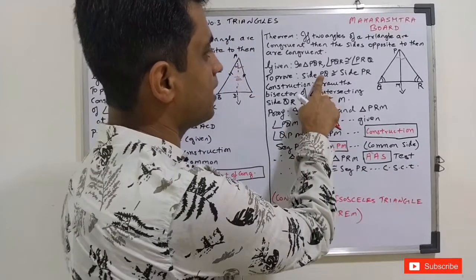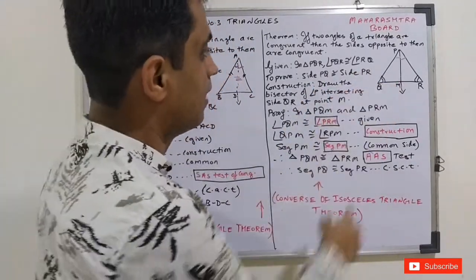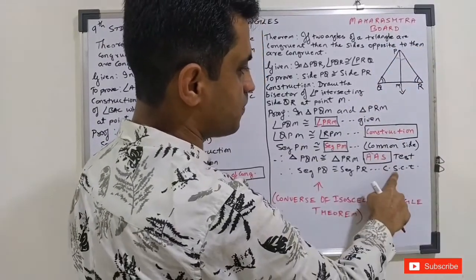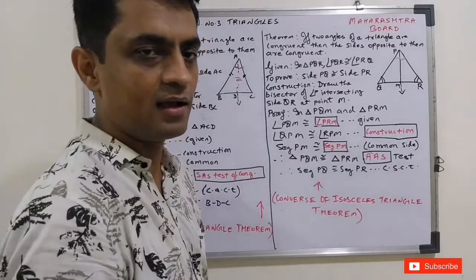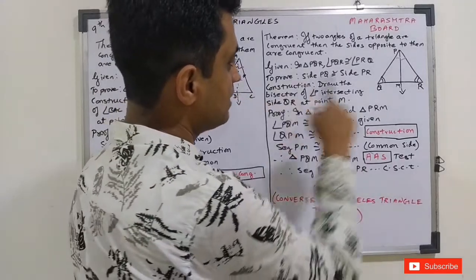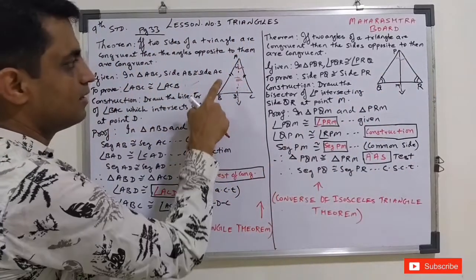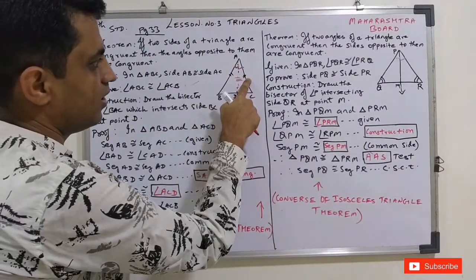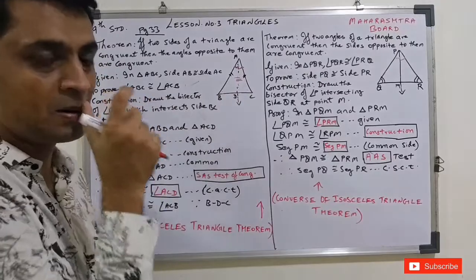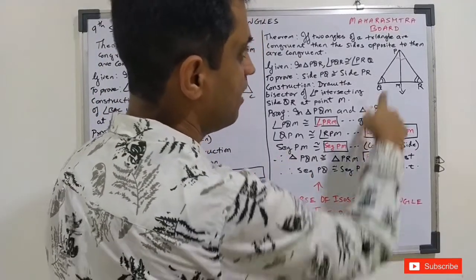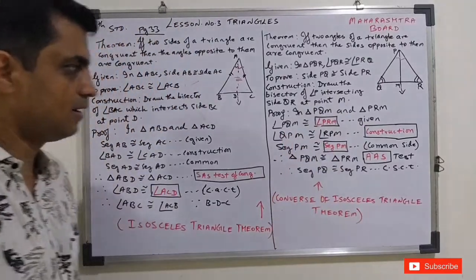Now what we have to prove? PQ is congruent to PR. Segment PQ is congruent to segment PR by corresponding sides of the congruent triangles. So here, when the angles are congruent given to you, the sides are congruent. And here, when the sides are congruent given to you, it means the base angles are congruent. So this is the isosceles triangle theorem and this is the converse of the isosceles triangle theorem.